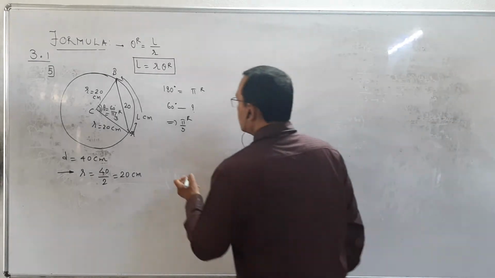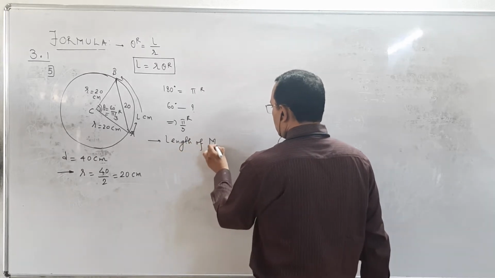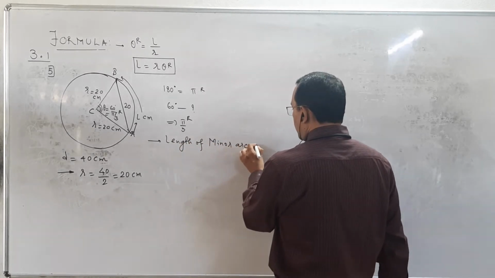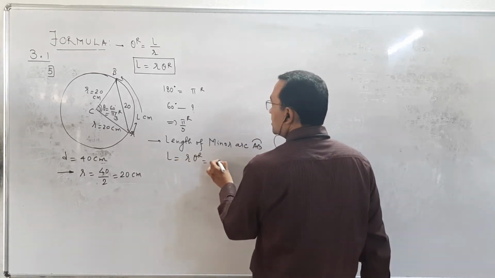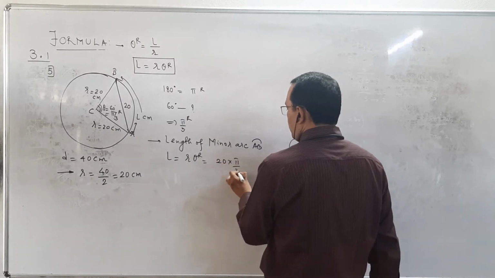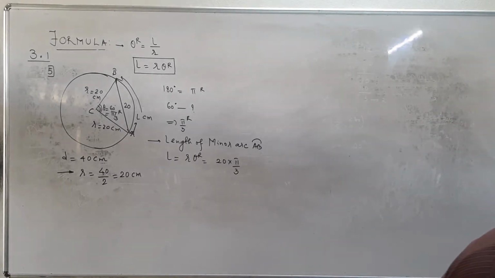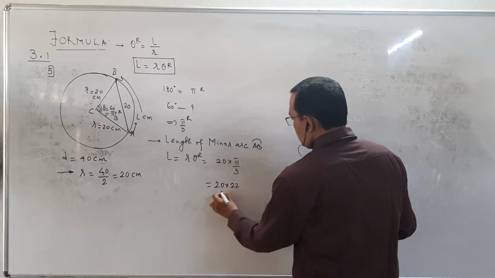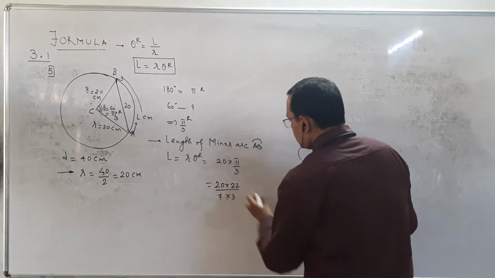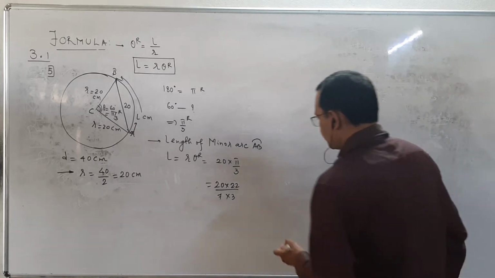Now, length of minor arc AB, length of minor arc AB is L is equal to R into theta radian. R is 20, theta is pi by 3. So this length is written as, students, how much? Then students, the answer is 20 into 22 by 7 into 3. So if I divide, it is 440 by 21 centimeter.